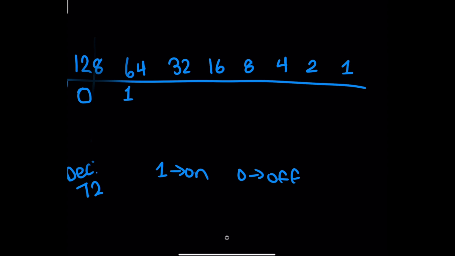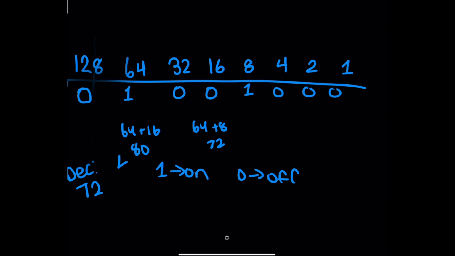And then 32 is too big, so we put a 0 for 32. So 64 plus 16 would be 80. That's bigger than 72, so we also don't use this. Can we use 8? 64 plus 8 equals 72. So then we can turn this one on. And now we already have 72, so let's just put zeros right here.